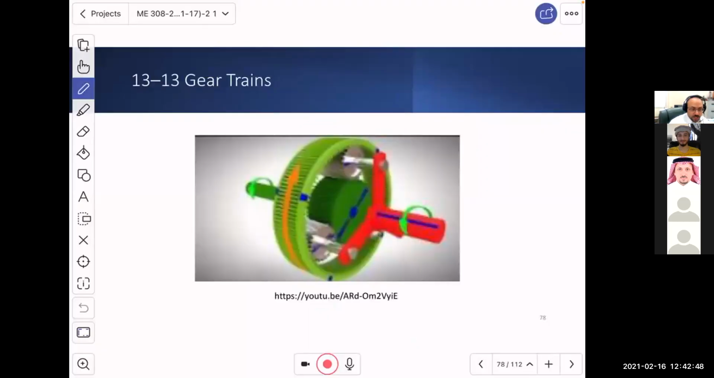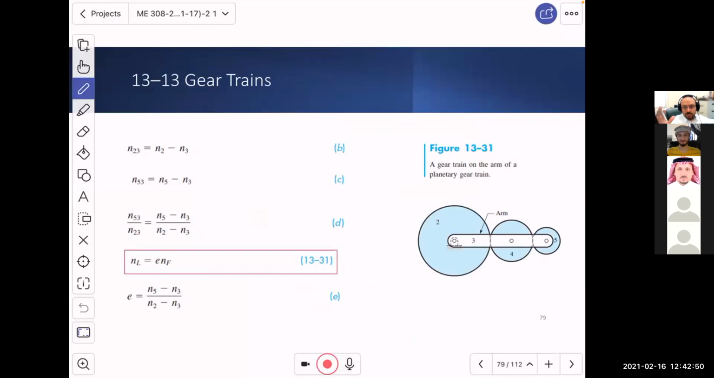Okay. So what happens here is that if we make a very simplistic arrangement where we have gear number 2, and then we have gear number 4, like here, and then this is gear number 5, and we have an arm, and we will call the arm number 3.